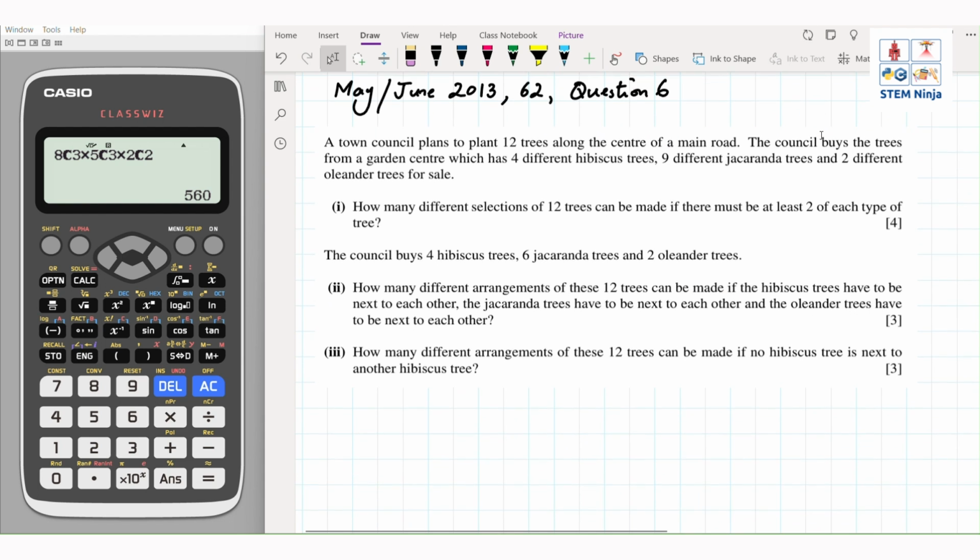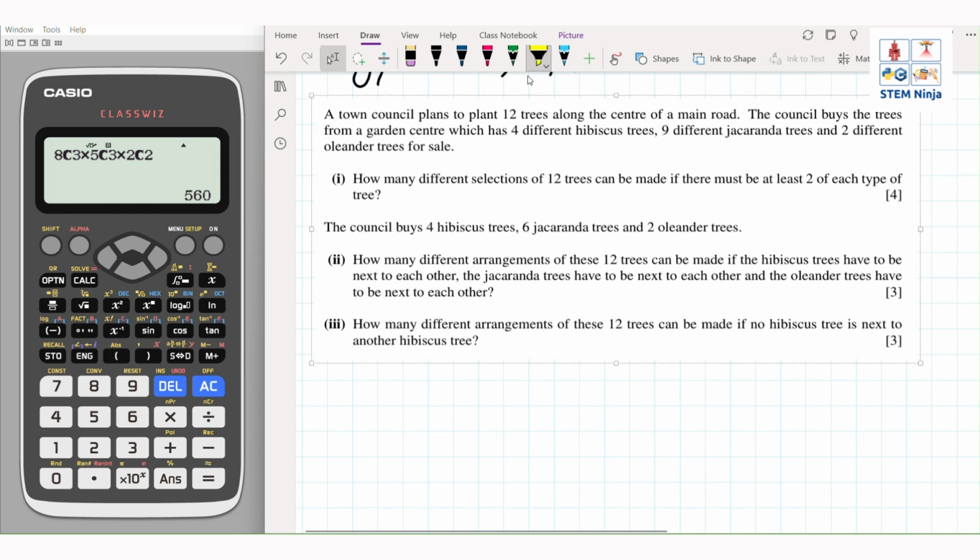All right, so let's see the next variant. A town council plans to plant 12 trees along the center of a main road. The council buys the trees from a garden center which has 4 different hibiscus trees, 9 different jacaranda trees, and 2 different oleander trees for sale. The key word over here is different. So there's no identical trees over here. All of these 12 trees are different. So if we have the arrangements, these all 12 will be considered unidentical to each other.